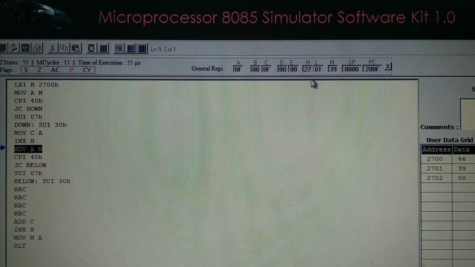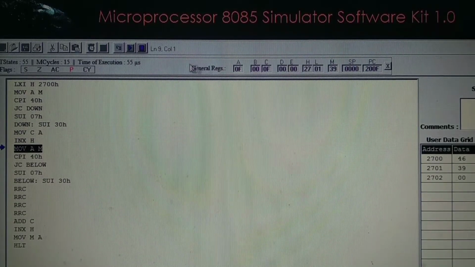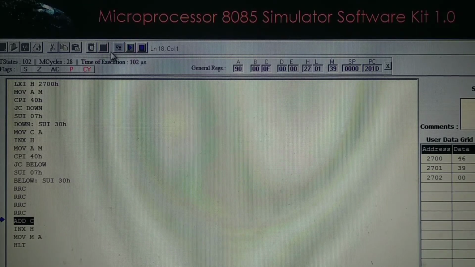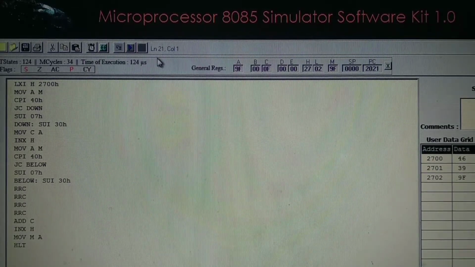Next, go to the next memory. Bring the number 39 to the accumulator. After bringing number 39 to the accumulator, it is compared with 40. The carry flag is set, therefore directly subtract 30, you will get 9. Rotate 4 times RRC, the digit positions get exchanged, and add the content of C to it. It becomes 9F. Go to the next memory and store the result. This is all about the program.